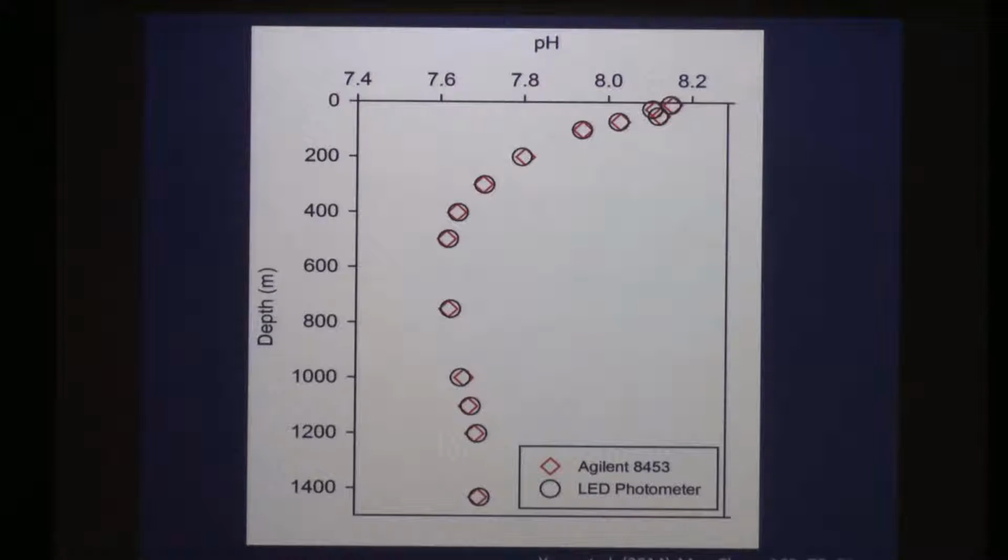This is a recent development. This is some work that was headed up by Bo Yang. This is a pH measurement you see in this data obtained from the Gulf of Mexico, obtained with state-of-the-art measurements using about a $12,000 Agilent 8453 spectrophotometer. These circles are data obtained with an LED photometer. So Bo went to Radio Shack and with less than about $100 in parts built a handheld LED photometer and can obtain measurements that are in excellent agreement with the state-of-the-art measurements.